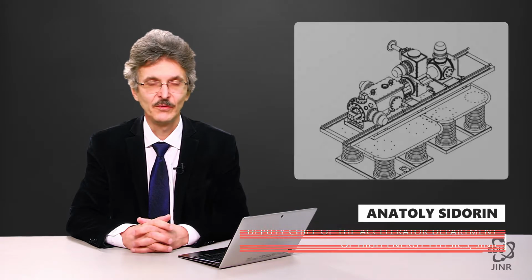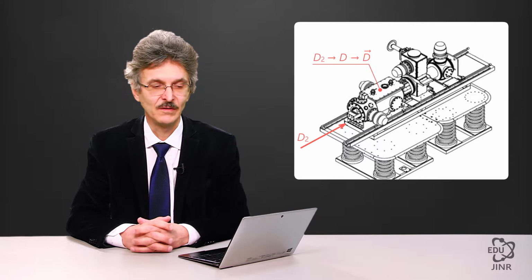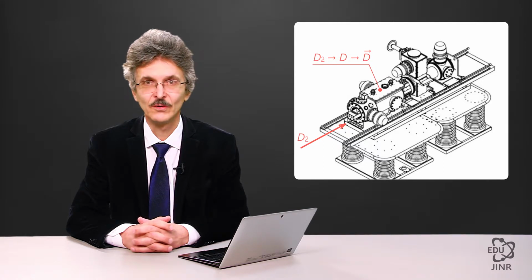A polarized ion source is a complex physical engineering device. Its operating principle can be explained using the example of the polarized deuteron beam formation. The source is fed with deuterium gas. Then there is a cell where the molecules of this gas dissociate into atoms.